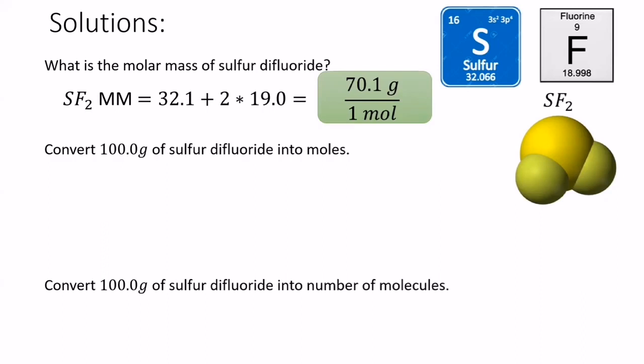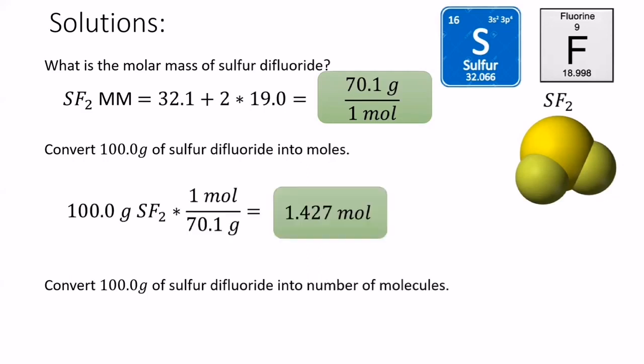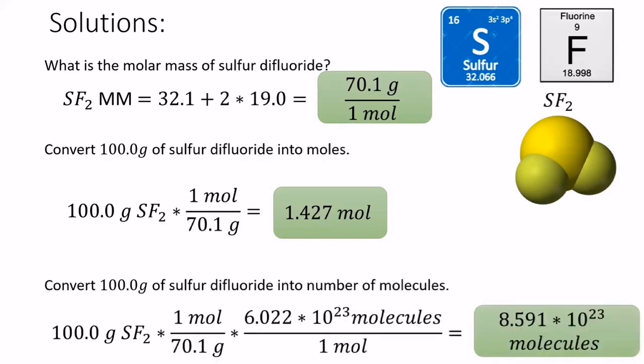To convert 100 grams of sulfur difluoride into moles, we need a conversion factor to go between grams and moles. Luckily, the molar mass we just calculated is the perfect conversion factor. Be sure to flip the fraction so that grams is on the bottom and our units cancel properly. To convert from grams to individual molecules, as in the last question, we need 2 conversion factors. We'll use the molar mass first, but then we need to convert from moles to molecules using Avogadro's number.